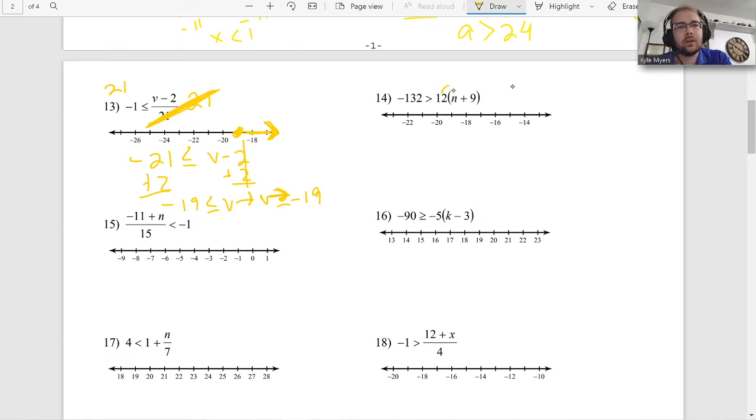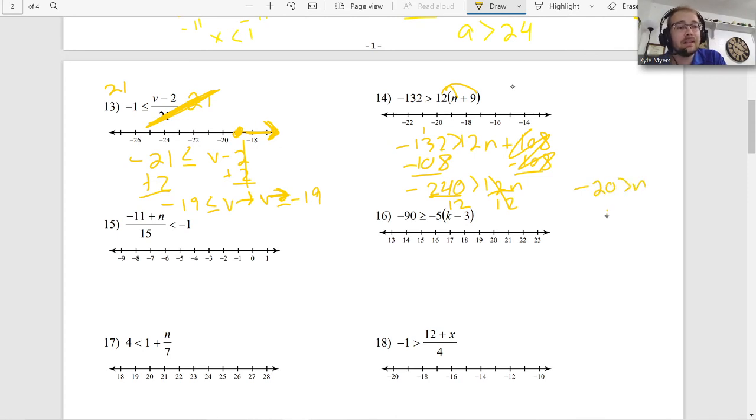Okay, so I want to distribute first. 12n plus 108, and I have negative 132 here, 108. I'm going to subtract 108 on both sides. 12n, and I'm going to add those up. So I get negative 24, and then, look, that's going to go in pretty nicely, actually. So I'm going to divide both sides by 12. 24 divides by 12 2 times. That's going to be negative 20, so I get negative 20 less than n.